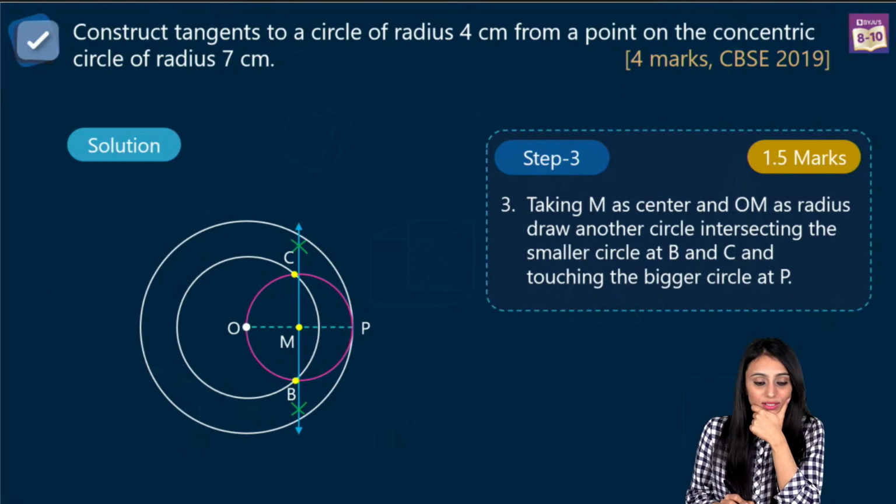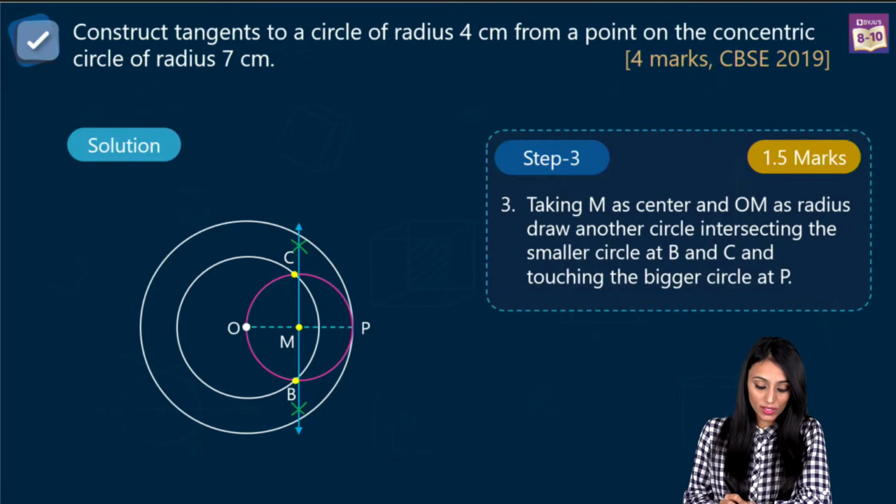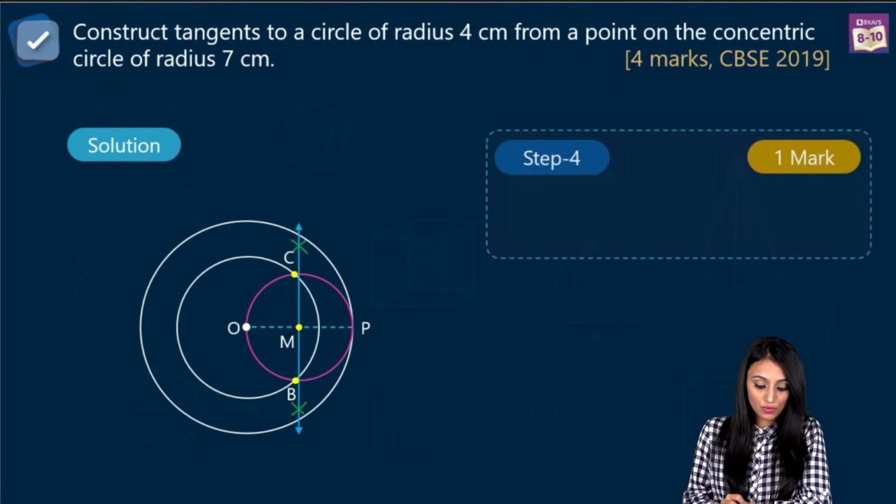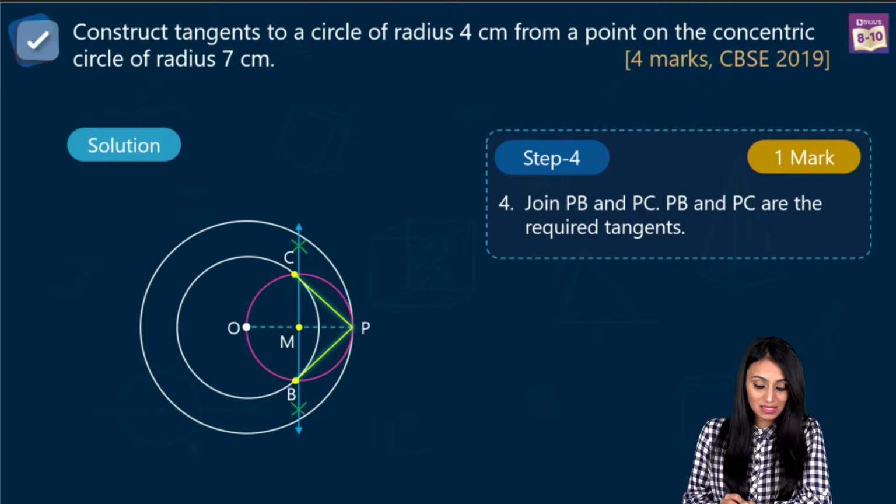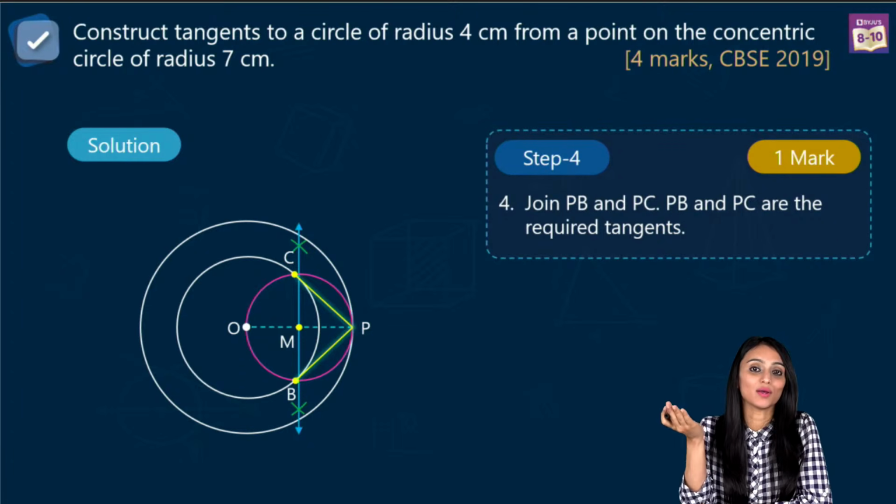Alright, understood? Great. Now what we have to do is we just have to draw the tangents. So from this point P, I'm going to join PC and PB, and these are our required tangents. That's it.